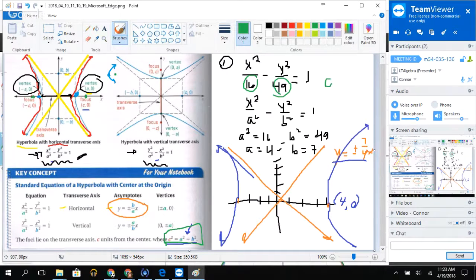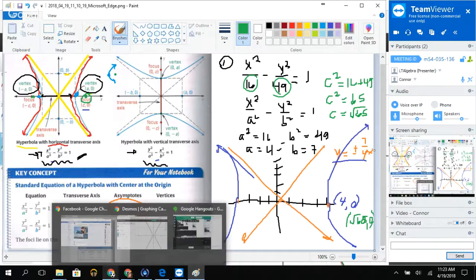So c squared equals 16 plus 49. C squared equals 65. So c equals the square root of 65. So your focus points are at the square root of 65 and 0. So if I would put those on my graph, the square root of 65 is about 8.06. It's about 8, right? Square root of 64 is 8. So it's about at 8.